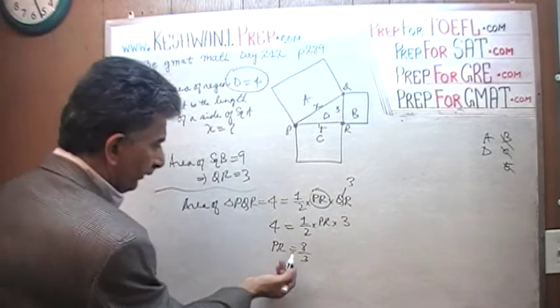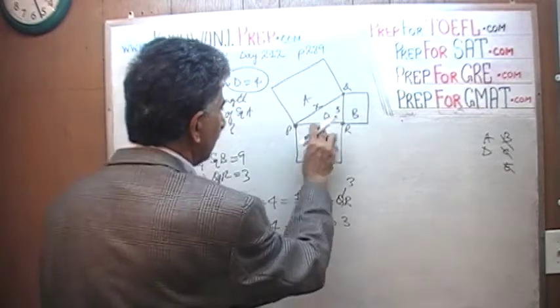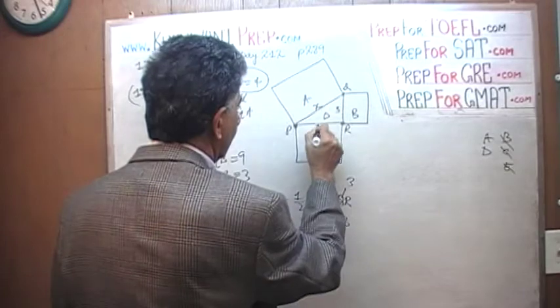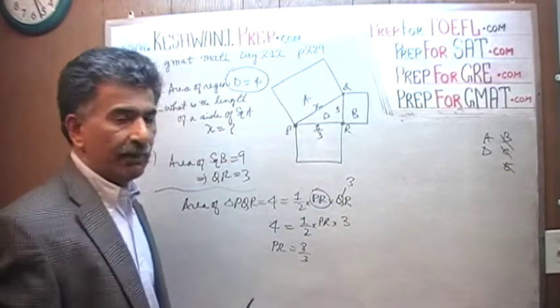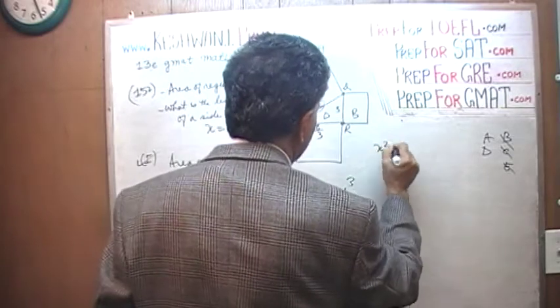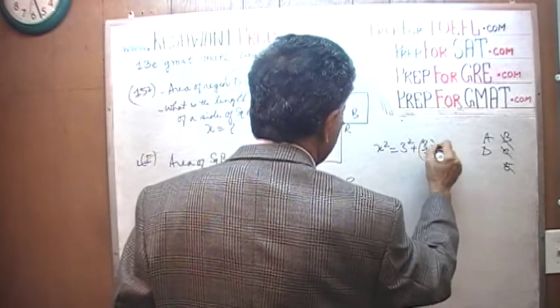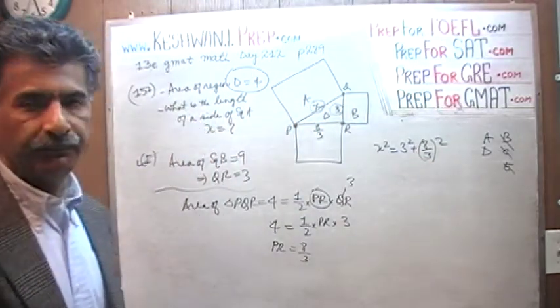So we now found out that P2R is 8 over 3. It's a simple application of the Pythagorean theorem. Here is your hypotenuse. So x squared is going to be 3 squared plus 8 over 3 squared. And that's what it is. That's your x right there.